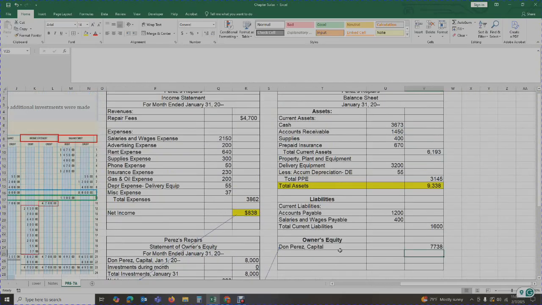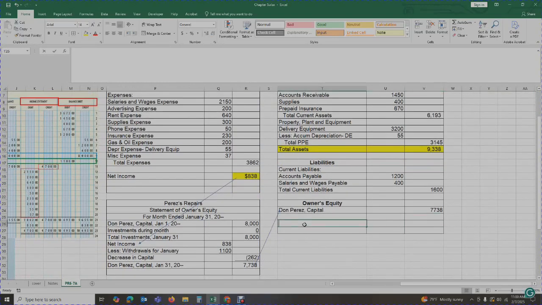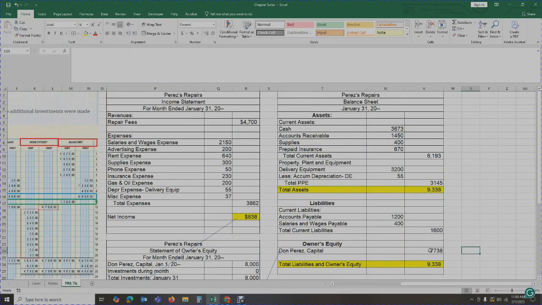Now that we've done that, I can calculate my total liabilities and owner's equity. I'm going to add my liabilities of 1,600 plus my capital account of 7,738, and that gives me total liabilities and owner's equity of 9,338. Now remember, the whole point of the balance sheet is to balance. Your total assets need to equal your total liabilities and owner's equity. If you are not in balance, you made a mistake, and we need to figure out where you made your error so you can fix it.